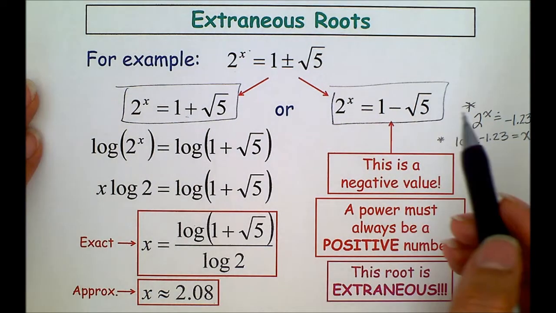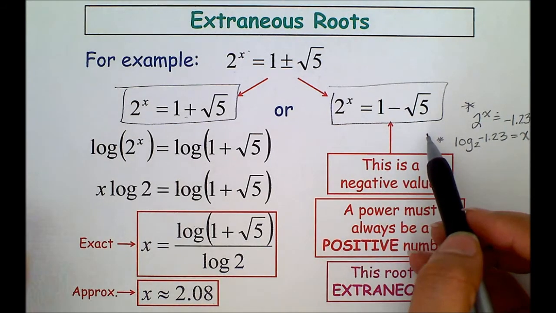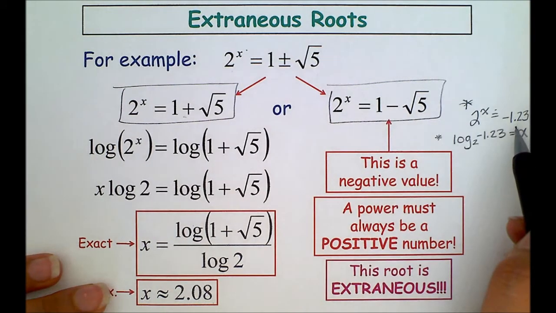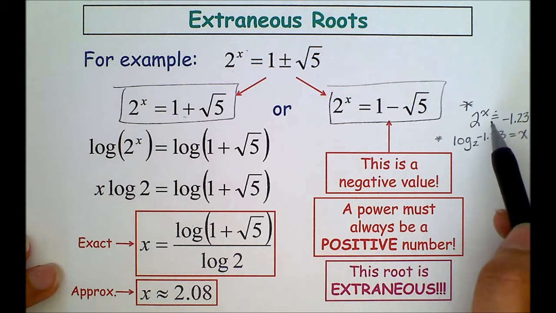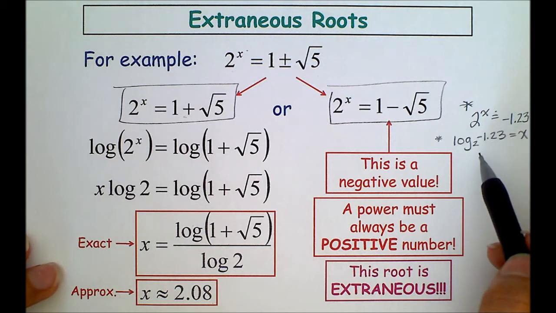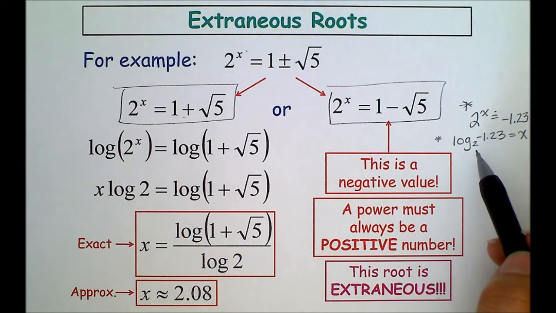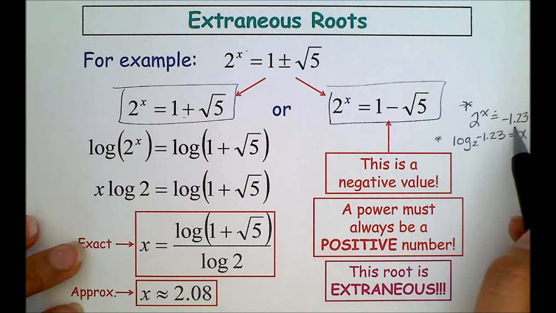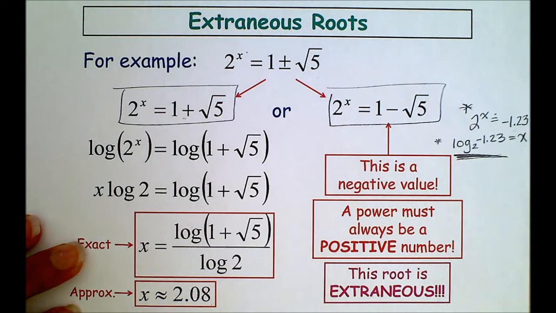Now, the problem is where I get 2 to the exponent of x equals 1 minus the square root of 5. If I write that as a decimal, I get 2 to the exponent of x equals approximately -1.23. If I try to solve for x using the change of base formula, going from exponential form to logarithmic form, I get log base 2 of -1.23 equals x. This part here I cannot solve. That statement doesn't make any sense.